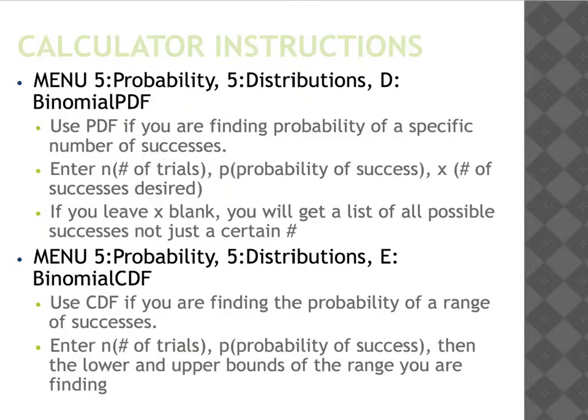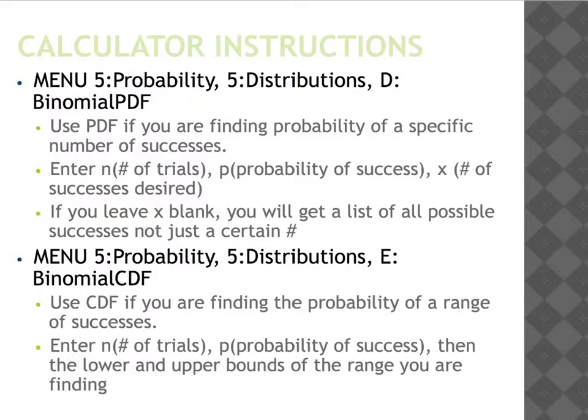This slide demonstrates the instructions for how to get the binomial probability distribution calculations on the calculator. As you can see, there are two sets of directions. The first one will get you a binomial PDF distribution, and the second one will get you a binomial CDF distribution. Now, just to make sure we understand the difference between the two, the PDF distribution is used if you are trying to find a precise probability. For example, if you want to know the exact probability of getting 7 successes out of 10.